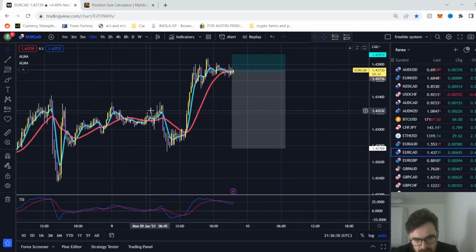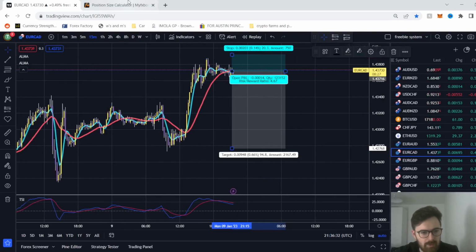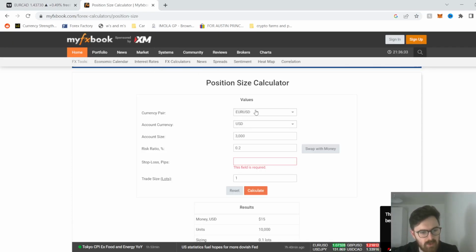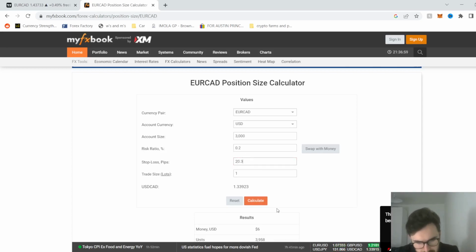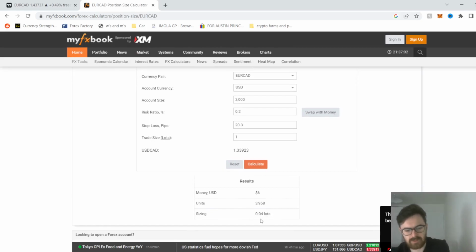So we found our trade. We can see how wide our stop loss is. It's 20.3 pips. So we're going to go into this position size calculator. All you have to do is Google position size calculator, and it is the first one that comes up. The pair was Euro CAD, and then I've set my risk ratio to 0.2%. It's normally where I trade prop firms at. If I'm taking a split trade on a prop firm, I'd even do it to 0.1, but we're just going to put 0.2 for now. Our stop loss size was 20.3 pips. It's going to grab us our lot size. So in this case, I'm going to be placing 2 0.04 lots.